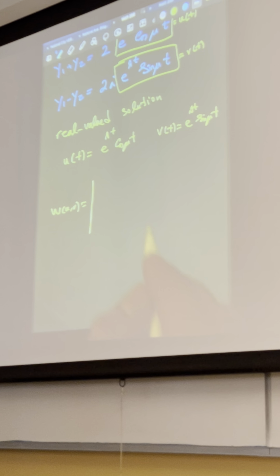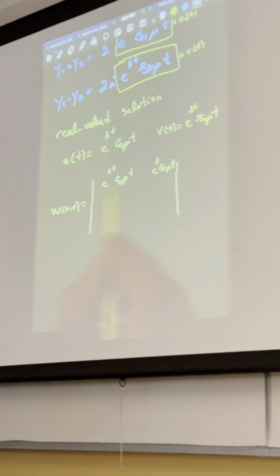Why do we do the Wronskian again, remember? Check for linear independence. Make sure they're not the same functions, they're not lined up in the same direction. So first you put the functions, e to the power of lambda t cosine of mu t, and e to the power of lambda t sine of mu t.